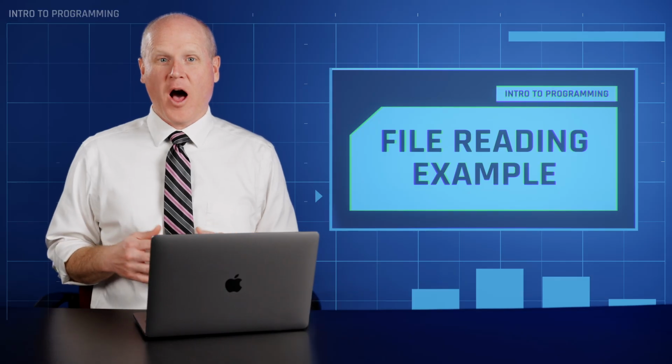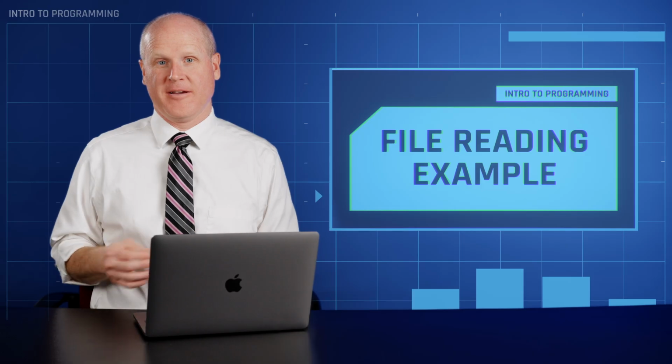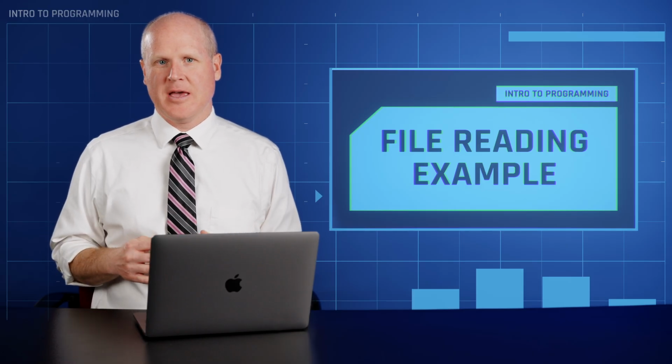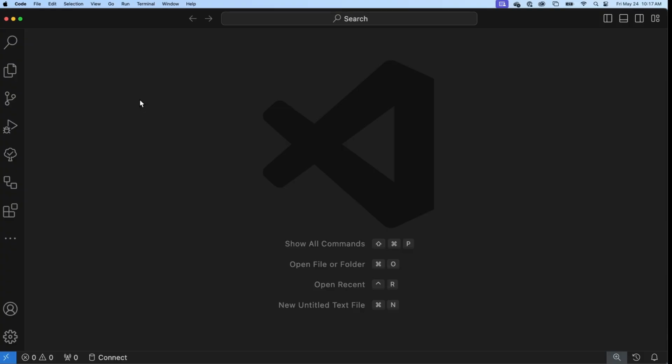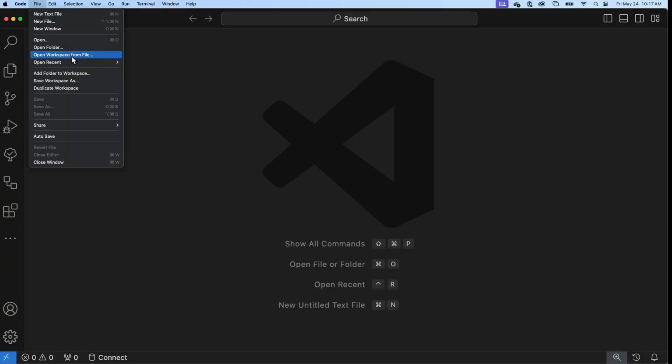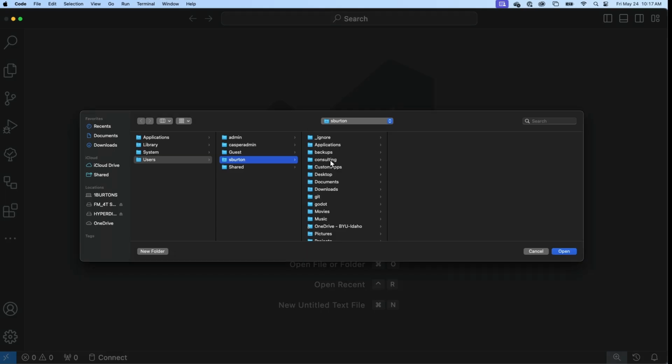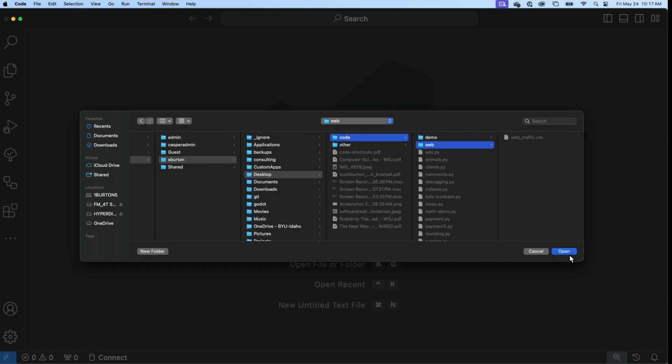In this video, I'll walk through a complete example of reading a file line by line, splitting it into pieces, and working with the data that comes from it. In VS Code, I'm first going to open up a folder to work in, where I have an example stored. Open folder, it's on my desktop, in this web folder here.